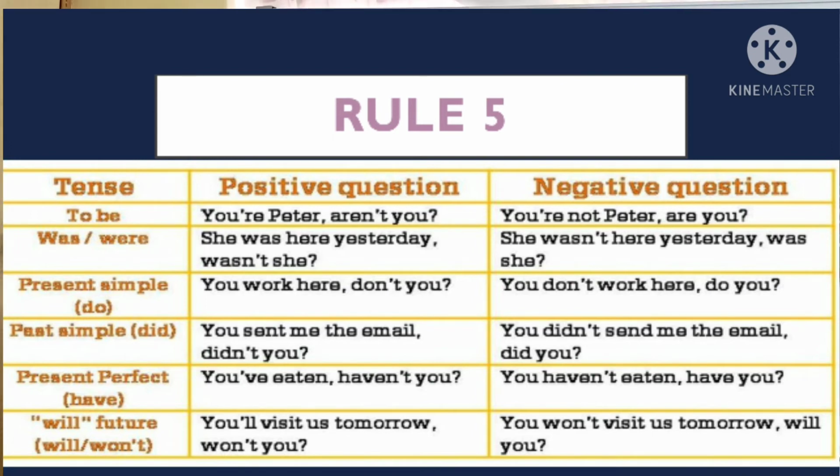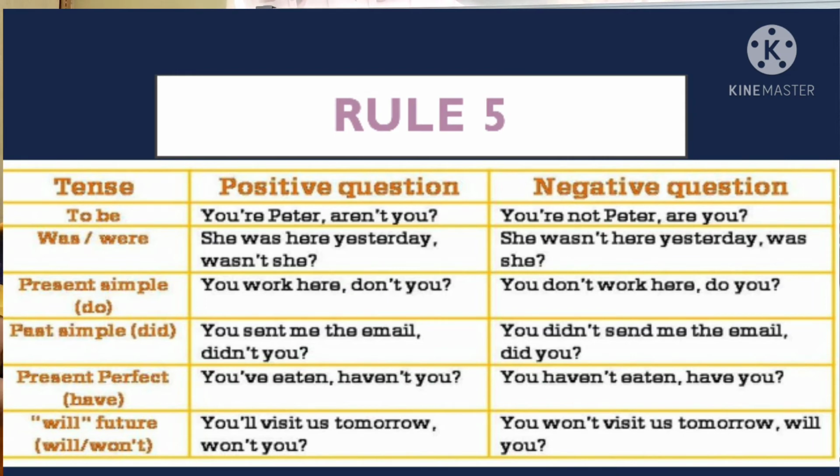So, we write the question tag with are, that being a form of the verb. Next, was or were. If we use was: she was here yesterday, wasn't she? She wasn't here yesterday, was she?